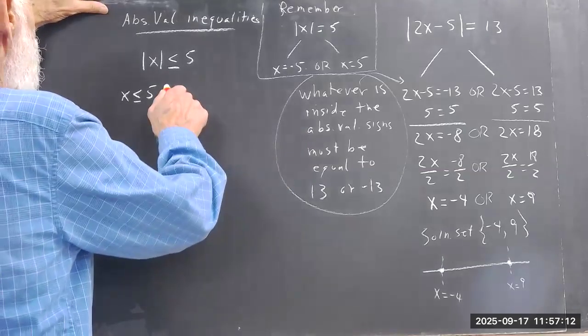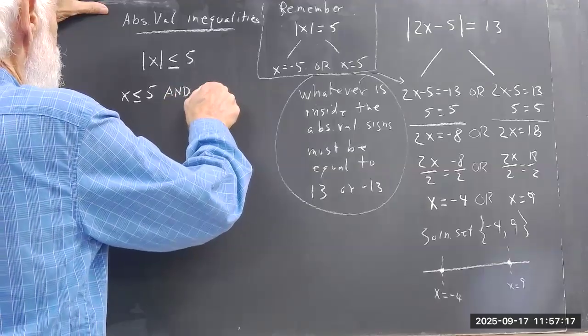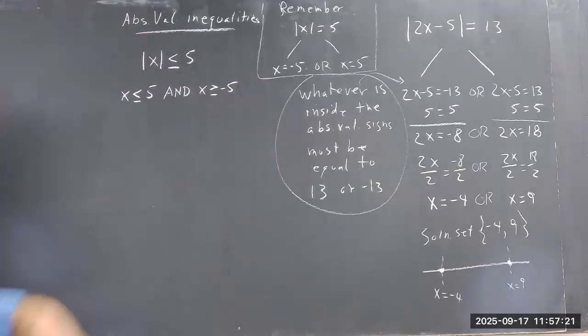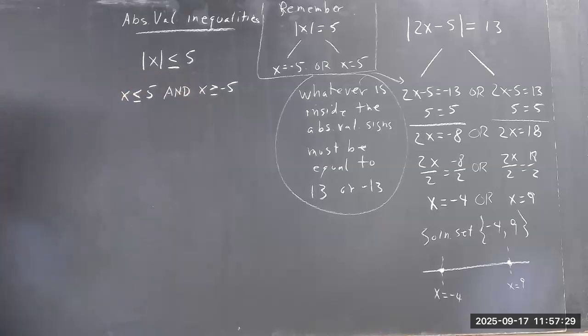So we got to say, and x also has to be greater than or equal to negative 5. We go from 5 down to 0, and all those numbers work. We can go then all the way down to negative 5, and the numbers work, but past negative 5, they don't work.